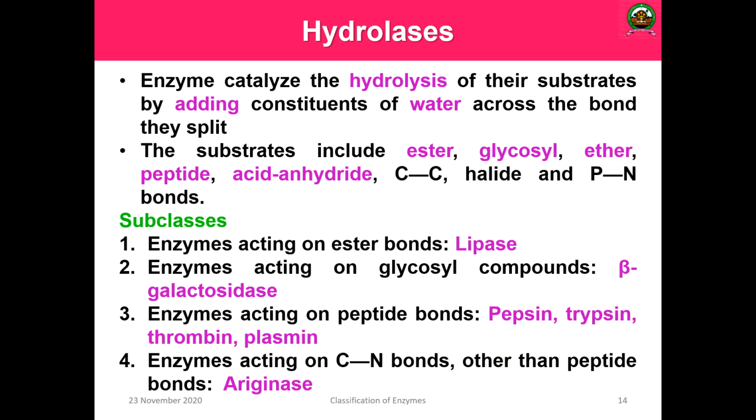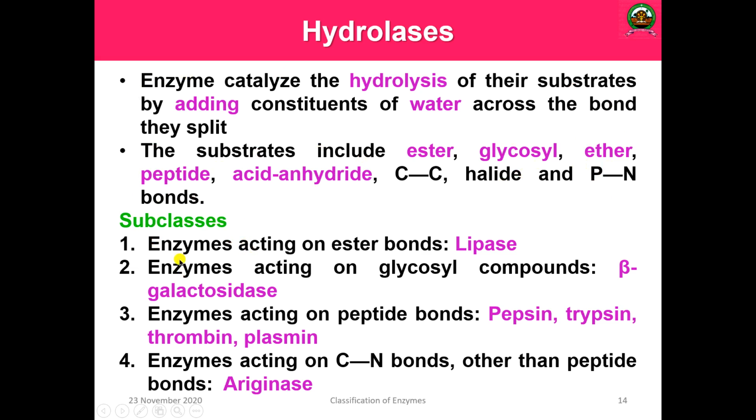Third one is hydrolase. The enzyme catalyzes the hydrolysis of the substrate by adding the constituents of water across the bond on which they act. The substrates include the ester or glycosyl or ether or peptide or acid anhydride or carbon-carbon or halide and phosphorus nitrogen bond. So these are the major places where hydrolysis can happen.